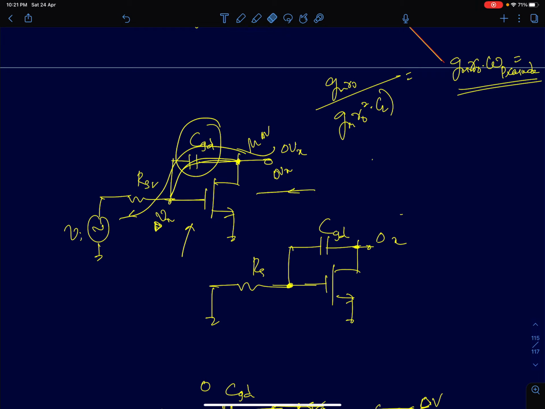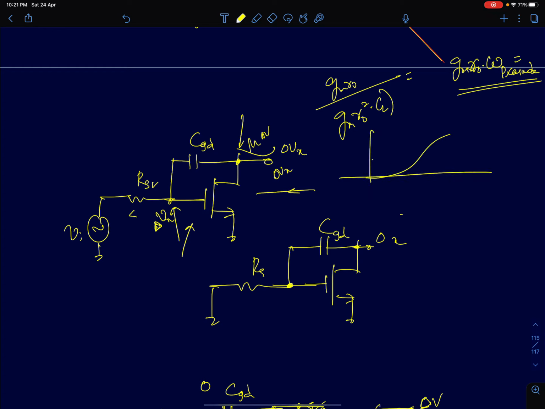In fact, we can rigorously analyze this and show that there is a high pass transfer function from the drain terminal to the gate terminal. So the high pass transfer function would look like this. At high frequencies, the gain will be 1 or 0 decibels, which means most of the signal at the output can be coupled back at the input.